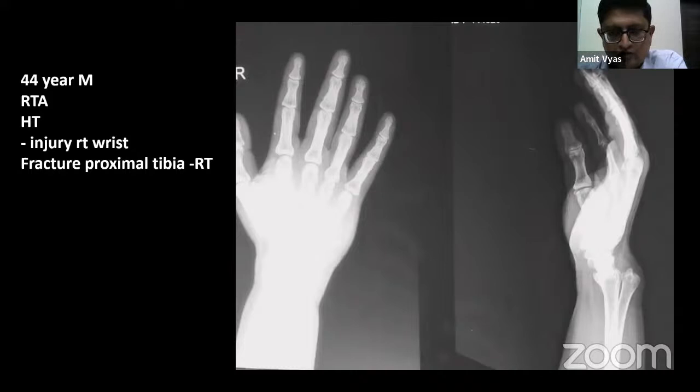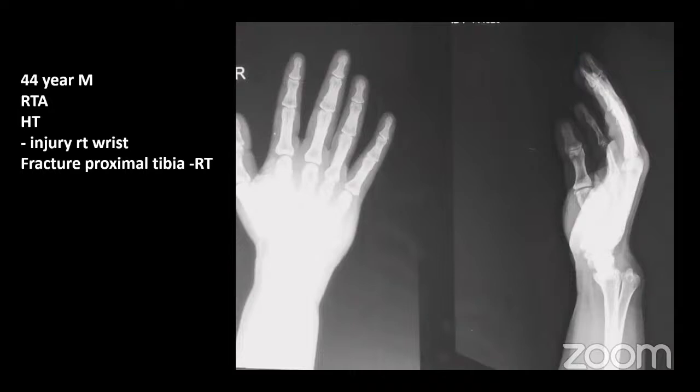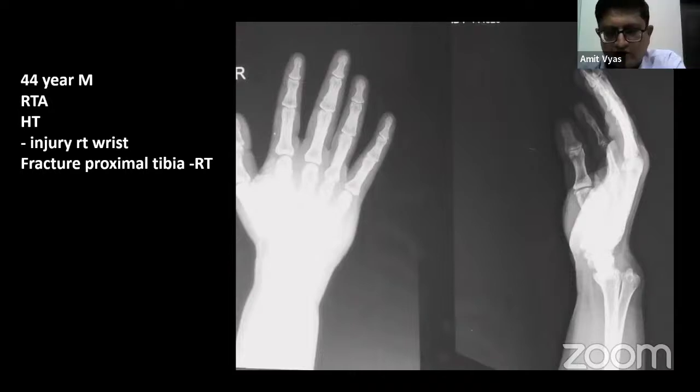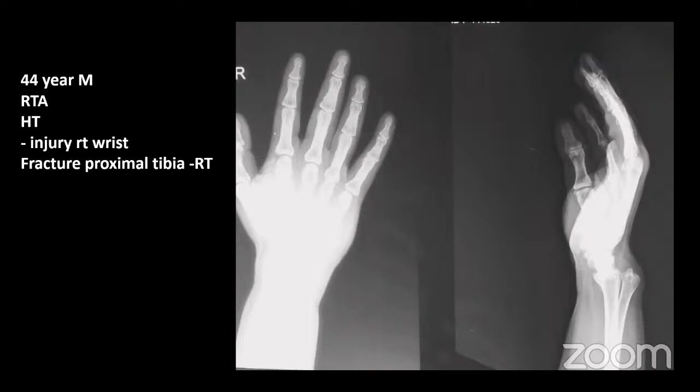I would like to see what is the cause of this reducible dislocation. Most probably there may be avulsion of the TFCC. I have not missed anything? There is no radius fracture, no, sir? No fracture. And how old is it? Just 1 day. Okay, 1 day.